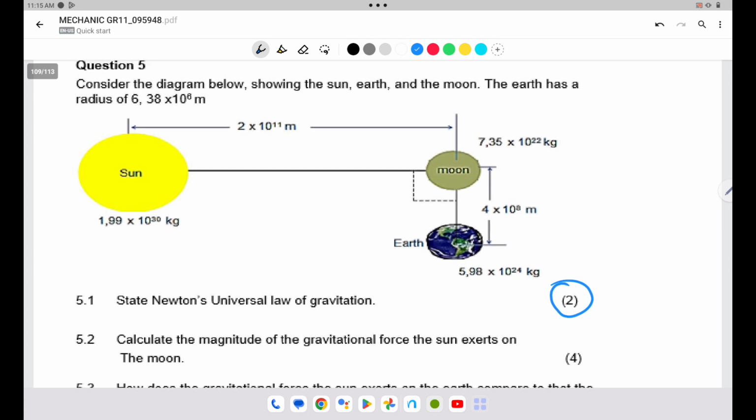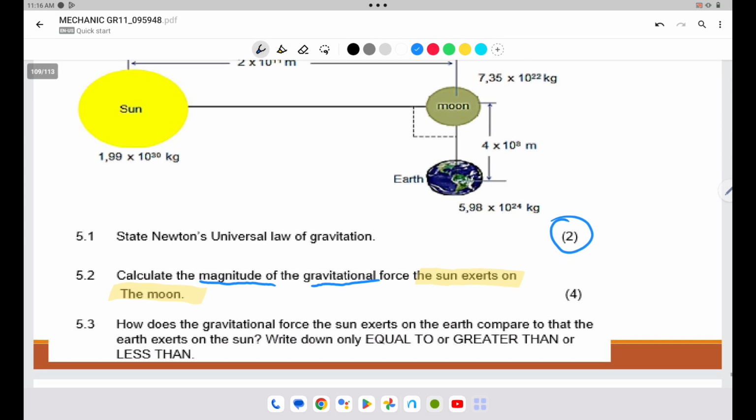5.2 says, calculate the magnitude. So we are only looking for the magnitude of the gravitational force of the sun. The gravitational force the sun exerts on the moon. So I'm just going to highlight that. Gravitational force the sun exerts on the moon.